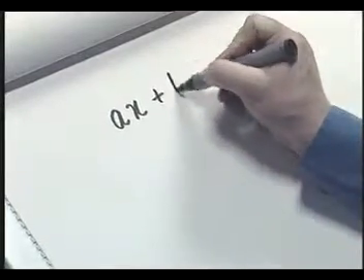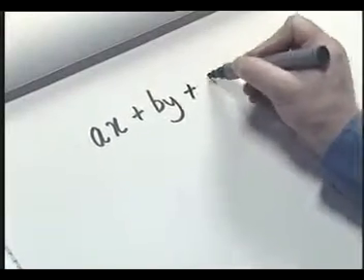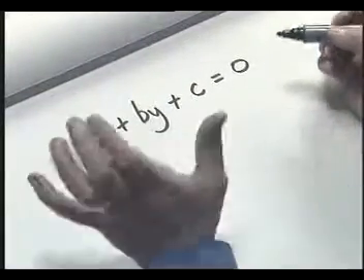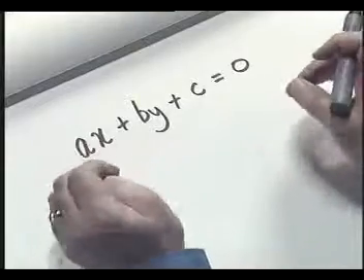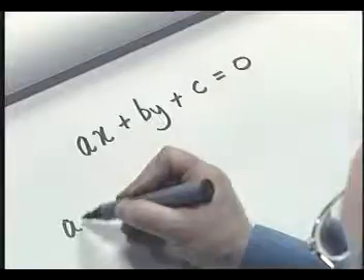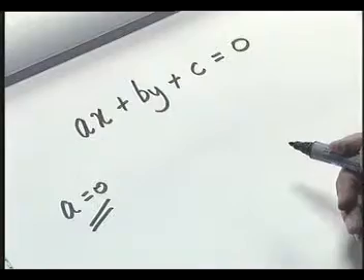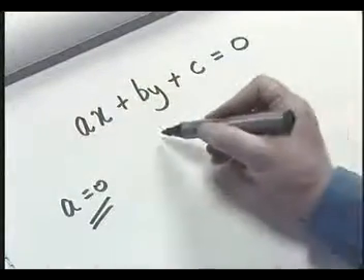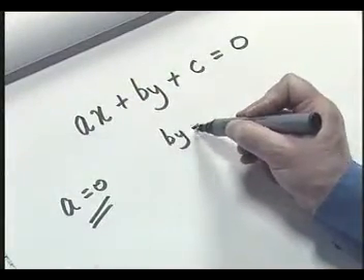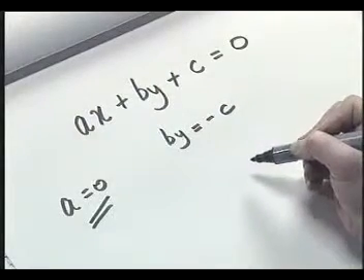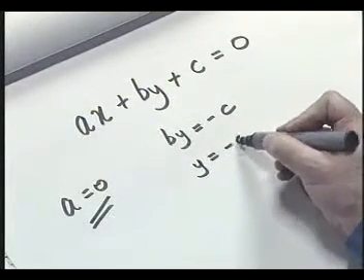Now that's not quite the whole story. The most general form of equation of a straight line looks like this. And earlier on in this unit we've seen some equations written in this form. Let's look at some specific cases. Suppose that a, this number here, turns out to be 0. What will that mean if a is 0? Well, if a is 0, we can rearrange this and write by equals minus c, or y is minus c over b.